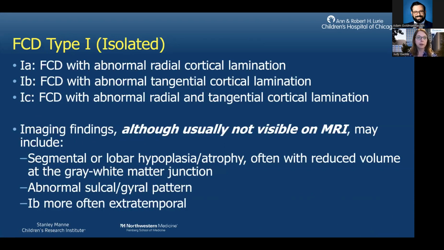So focal cortical dysplasia type 1 is isolated. You can see there's type 1A, 1B, and 1C. And these are usually not visible on MRI, but they can be seen. And I have some pathologically proven cases that I'll show you. Some of the findings that you can see are segmental or lobar hypoplasia atrophy. And this will most commonly be at the gray-white matter junction. And you'll see a theme throughout these focal cortical dysplasia cases of abnormal sulcal and gyral patterns.